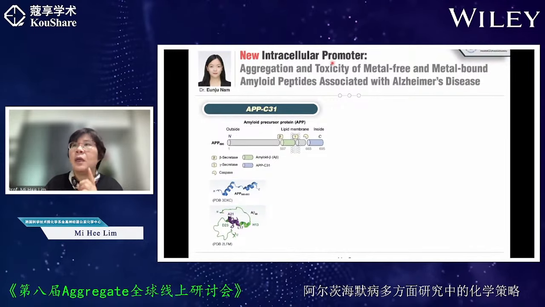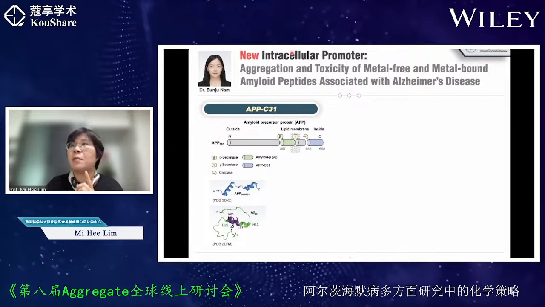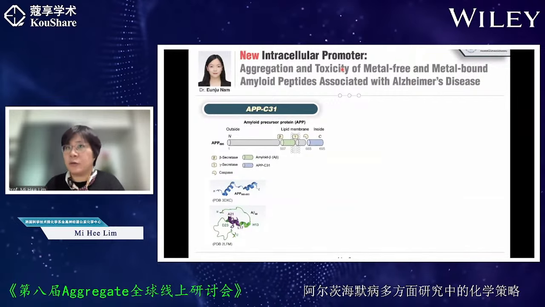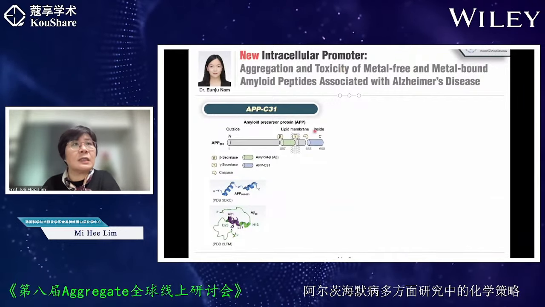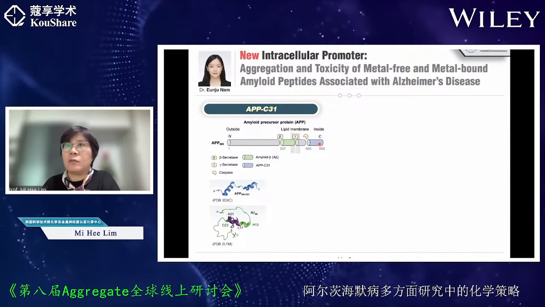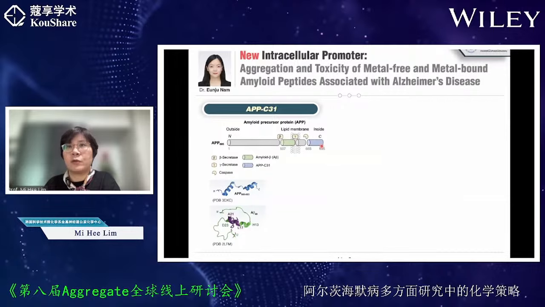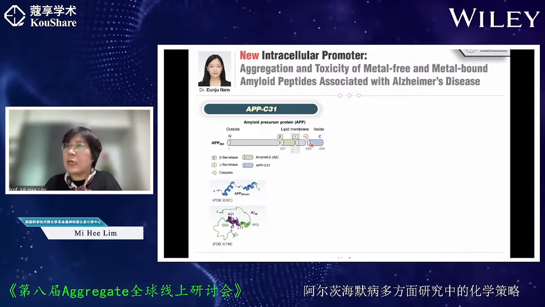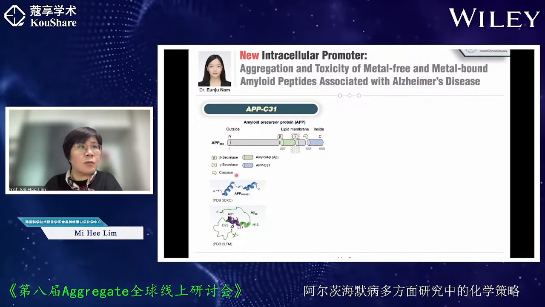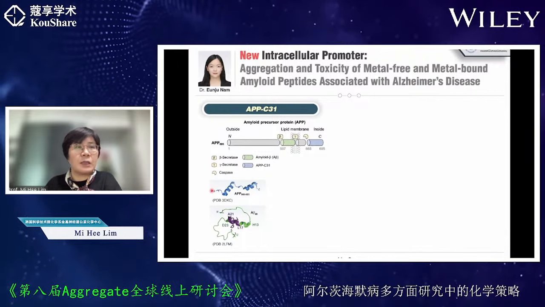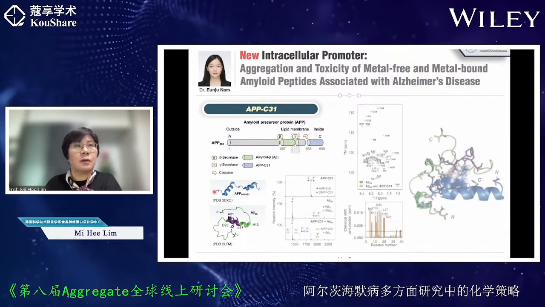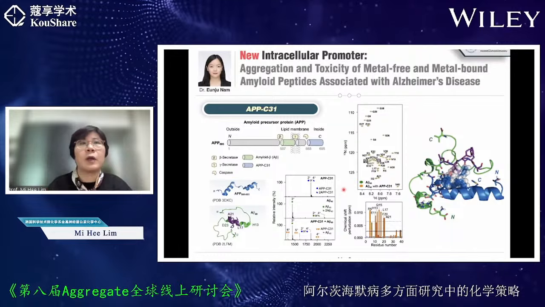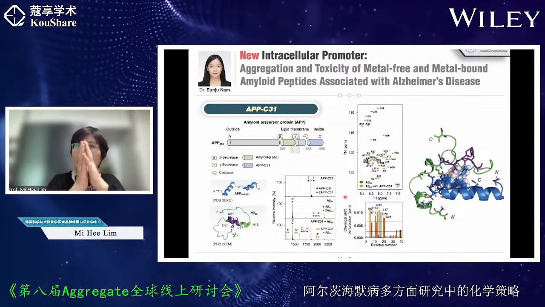a new peptide as an intramolecular promoter for the aggregation and toxicity of the metal-free and metal-bound A-beta species associated with Alzheimer's disease. That peptide is the C-terminal fragment of the amyloid precursor protein. Inside the cell, this C-terminal fragment is generated by caspase-mediated cleavage. For this C31 peptide, we reported for the first time a direct interaction between the metal and A-beta. From all of the biological methods we confirmed this, and not only this direct interaction.